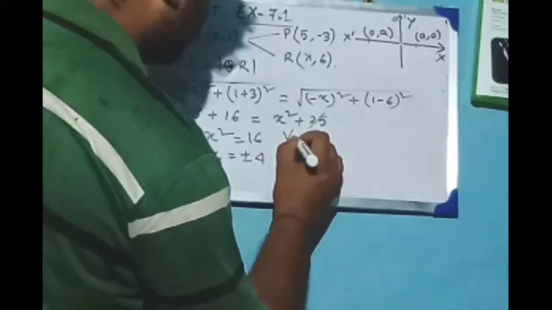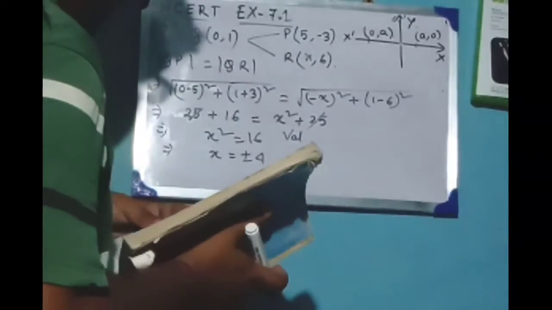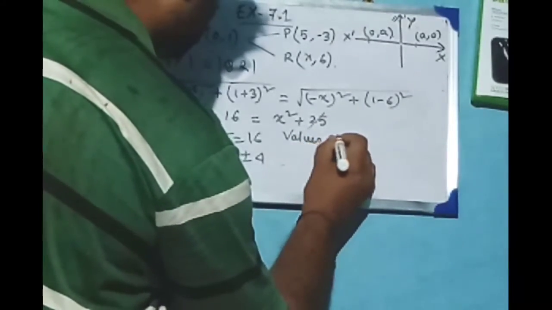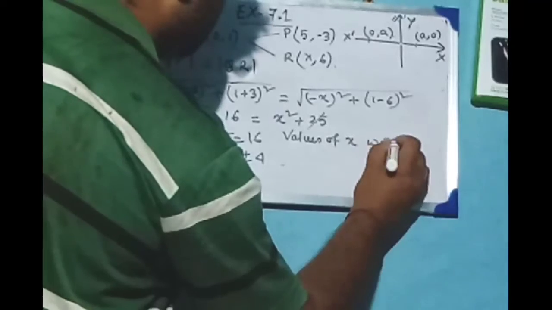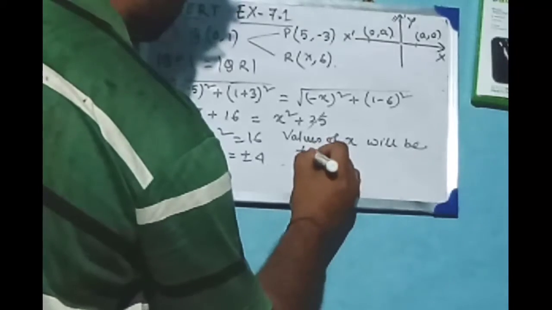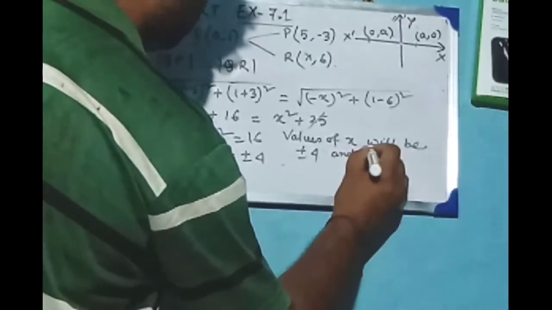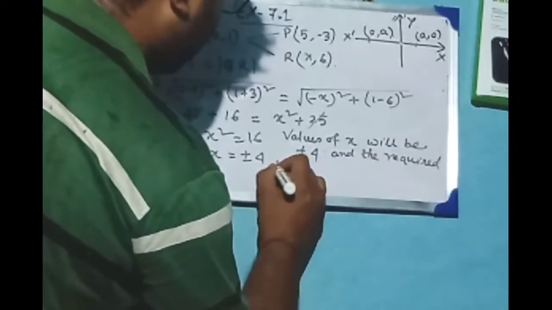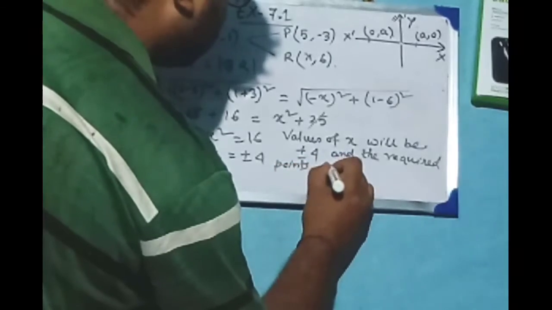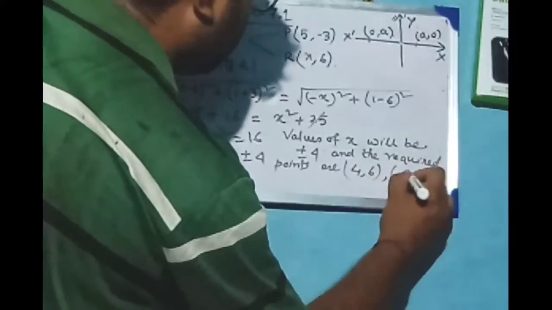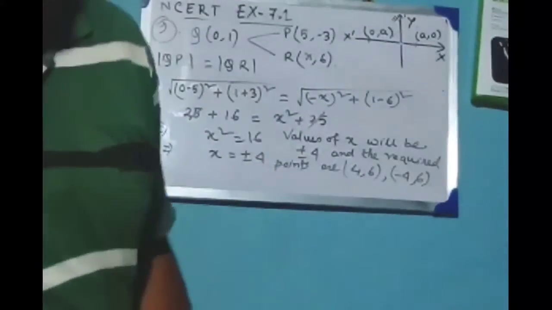So the values of x will be plus minus 4, and the required points are (4, 6) and (minus 4, 6). Understand? Next, move to question number 10.